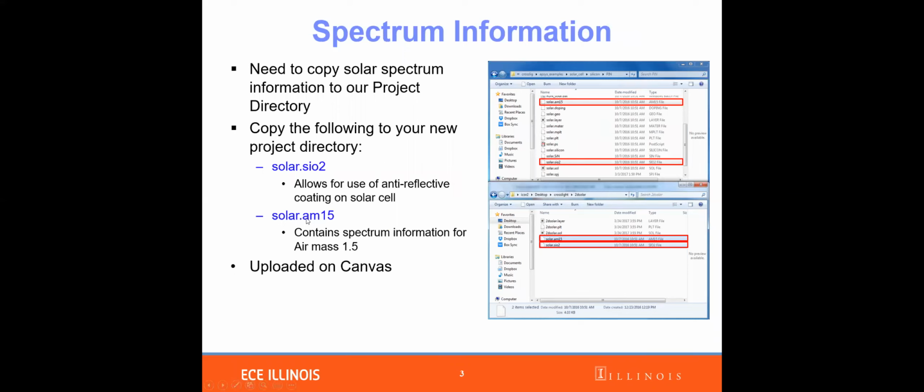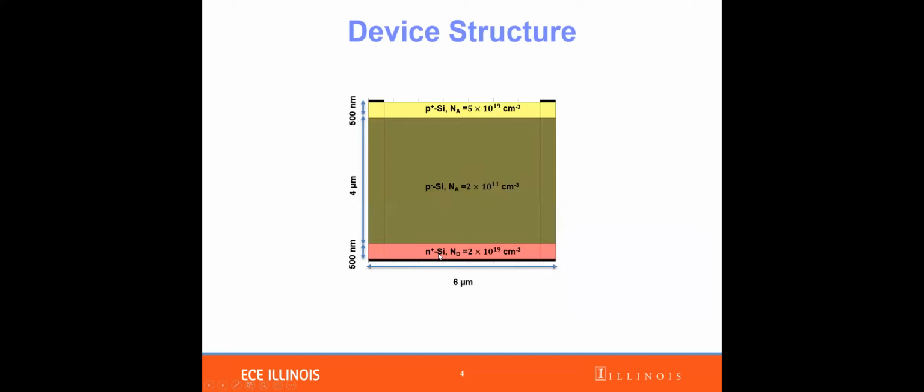And if you want to simulate a spectrum profile on Mars or Jupiter, then you need to search for their corresponding solar spectrum. These two files are attached with this presentation slides, so you need to copy these two files into your project folder. And this is the device structure we are going to simulate today.